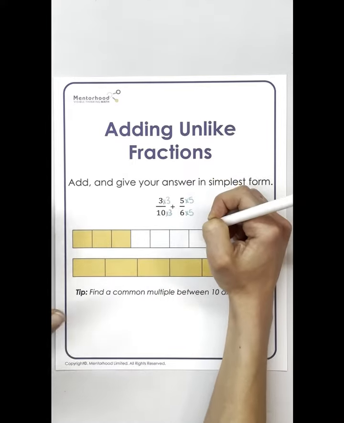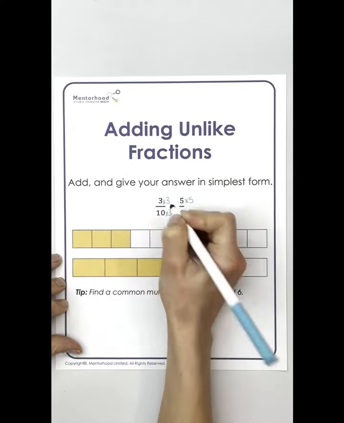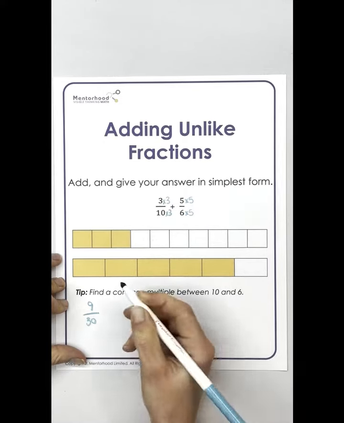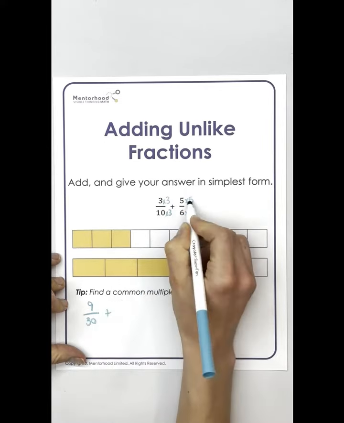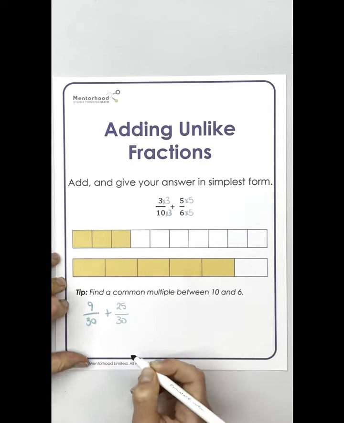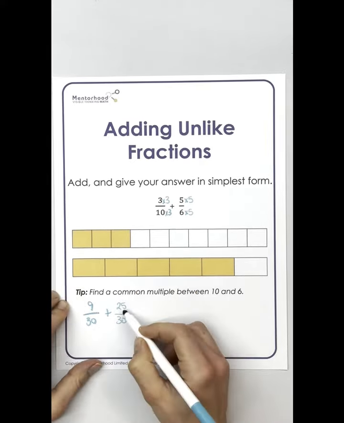So let's rewrite our question down at the bottom here. So 3 times 3 is 9. 10 times 3 is 30, right? Because that was our goal here. Plus 5 times 5 is 25. 6 times 5 is 30 as well. So now I've got 9/30 plus 25/30.